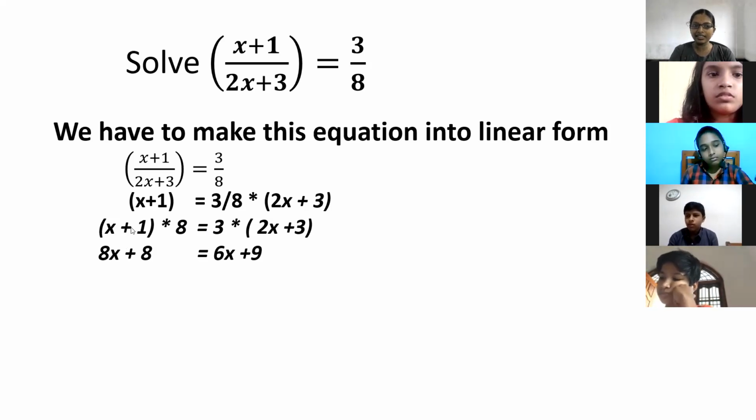Look at here. Here x plus 1 is put in a bracket and we are multiplying 8 with this bracket. While opening this bracket, we have to multiply each term inside the bracket. That is, here we have a 1 and we have to multiply 8 with this 1.